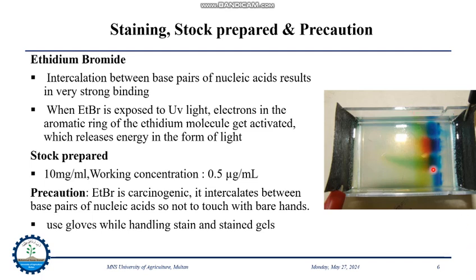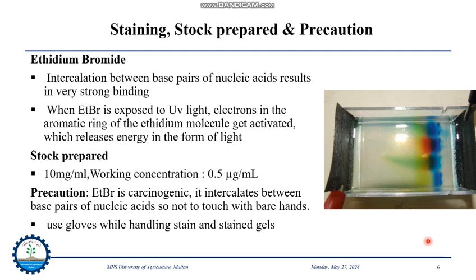Because DNA and RNA are colorless, when you stain with this ethidium bromide, they produce a visible color, and we can see the movement of our samples. So therefore we add ethidium bromide and other chemicals. Stock prepared is 10 mg per ml. Working concentration is 0.5 microgram per ml.